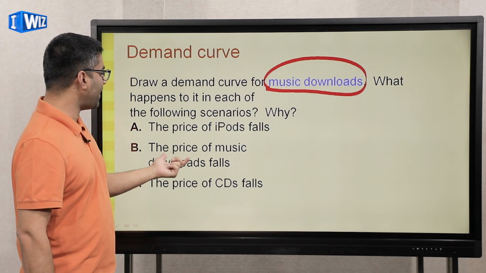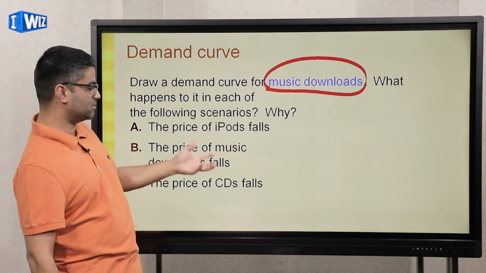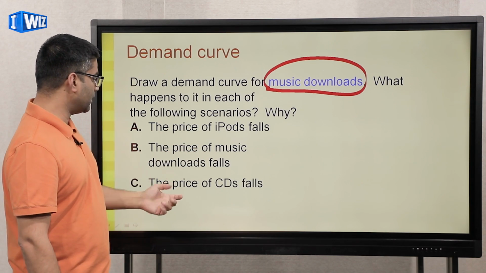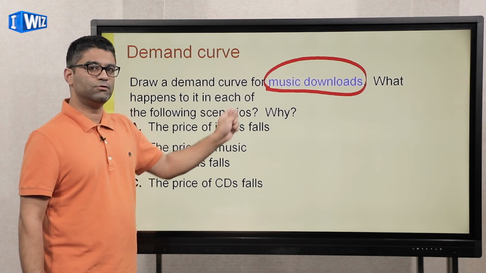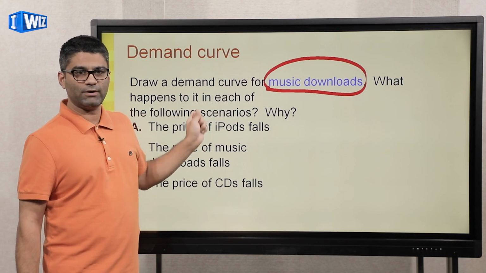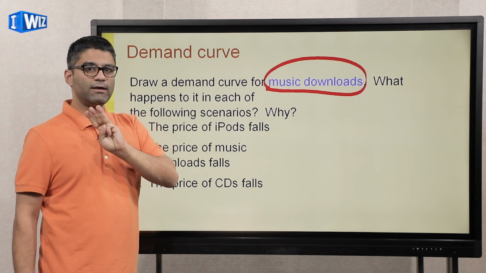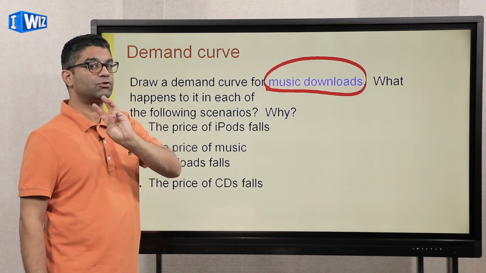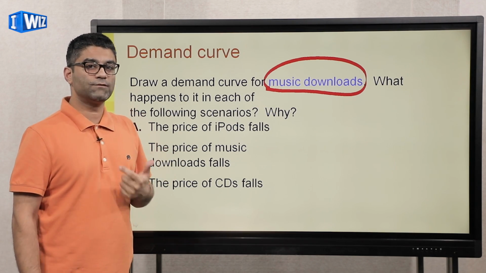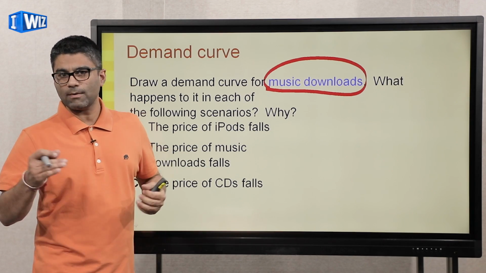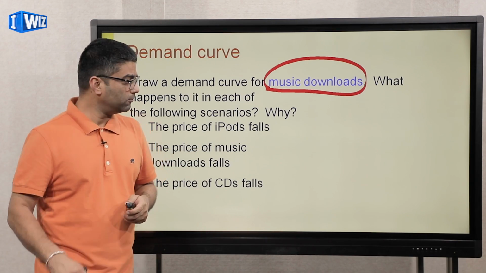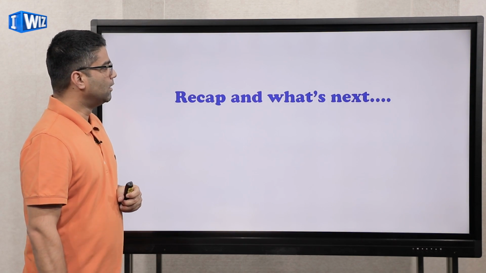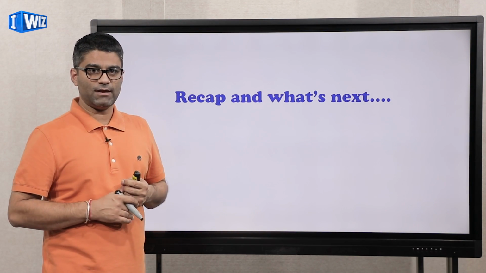The second thing is the price of music downloads is changing. In this case, it's falling. And the third thing is the price of CDs is falling. So again, think about how CDs are related to music downloads. How is the iPod related to music downloads? You'll be drawing your demand curve for music downloads, and you'll be drawing 3 graphs and showing me on each of those how you either move along the demand curve or you move the demand curve when each of these happen.